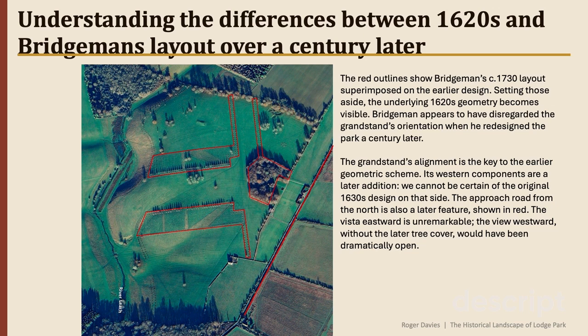Bridgman's later plan in the 1730s, over 100 years later, didn't really take account of the alignment of the grandstand. As you'll see, it doesn't sit as you might expect it to sit otherwise, facing down the Grand Avenue. It's skewed to the side.